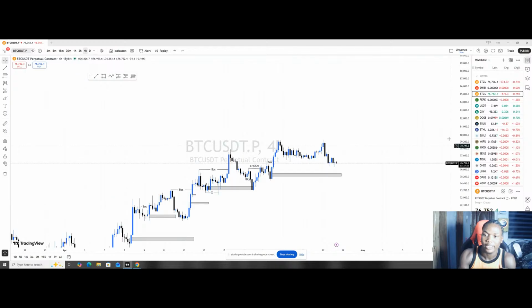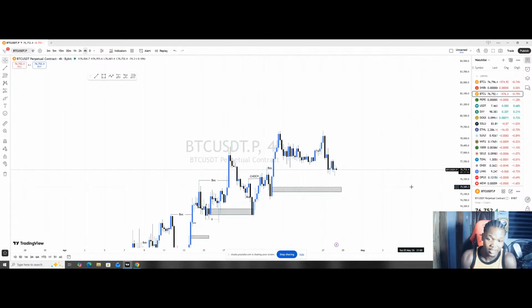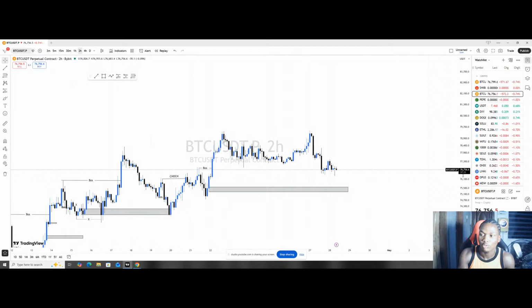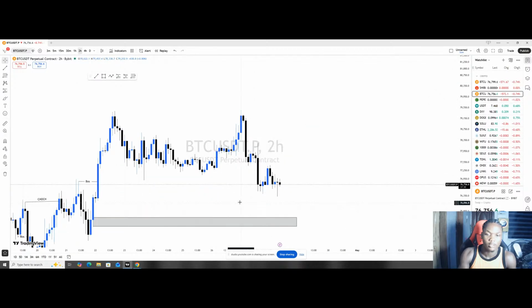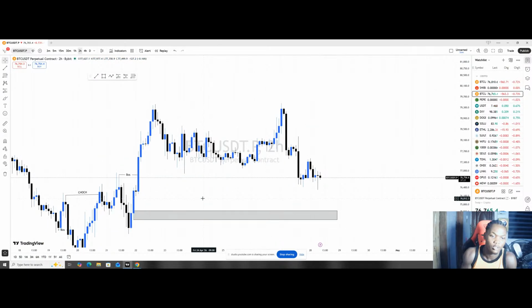Let's go to the 4 hours time frame. On the 4 hours time frame, I actually said yesterday that I'm looking at BTC to come to this level. So BTC is actually at this level. We are not really sure if this level is going to hold, but I'm still looking at it to come down a little more. On the 2 hours time frame, I'm still looking at BTC to come down more to this level. So let's just sit back and watch what is going to happen.